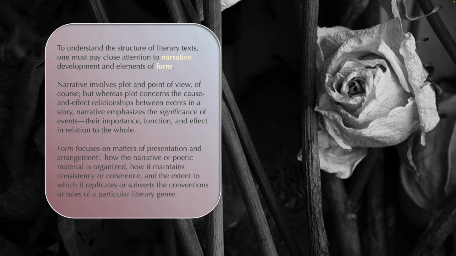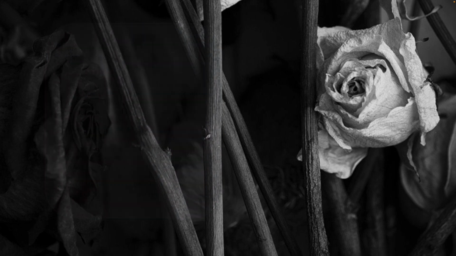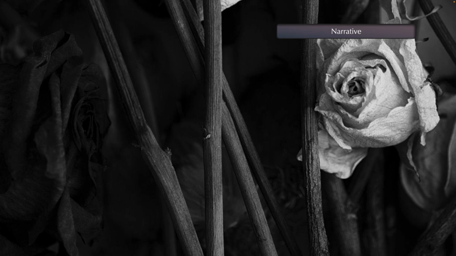Form focuses on matters of presentation and arrangement, how the narrative or poetic material is organized, how it maintains consistency or coherence, and the extent to which it replicates or subverts the conventions or rules of a particular literary genre. We'll talk about both narrative development and form in greater detail, and we're going to start with narrative. I'm going to put some terminology up here for you first, and then we'll talk about each one of these.